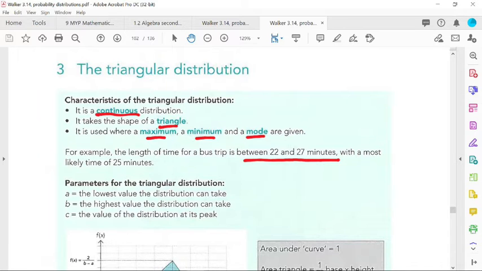So we know the shortest amount of time it can take, and we know the longest amount of time that it can take. So therefore, that's the maximum and the minimum. With a most likely time of 25 minutes. Well, most likely is the same as saying the mode.